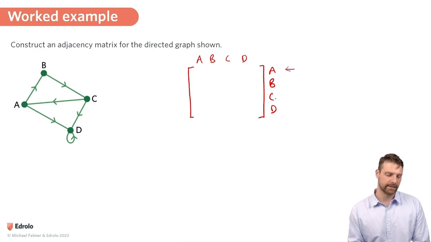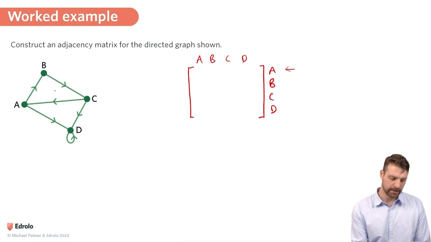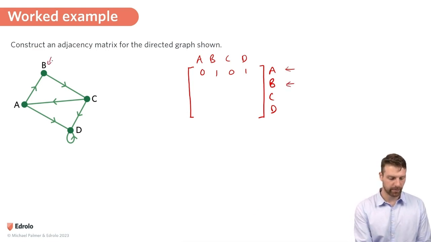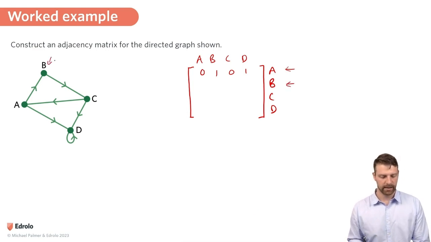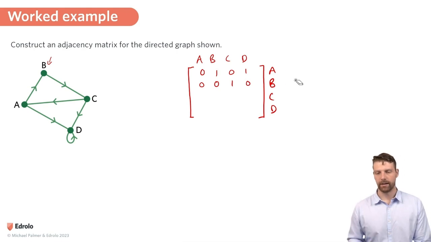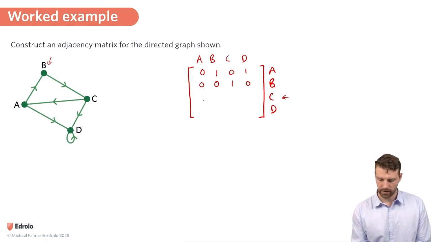Let's look at what A is connected to. It looks like it's connected to B and D. So I'm going to put 1s in those columns. Okay, looking at B on the diagram, I can see B points to C, but nothing else. So I'm going to put 0s everywhere but column C. All right, now looking at row C, I can see that C is pointing to A and to D. So I'll put 1s in those columns. So it is connected to A, it is connected to D, but not B and C.